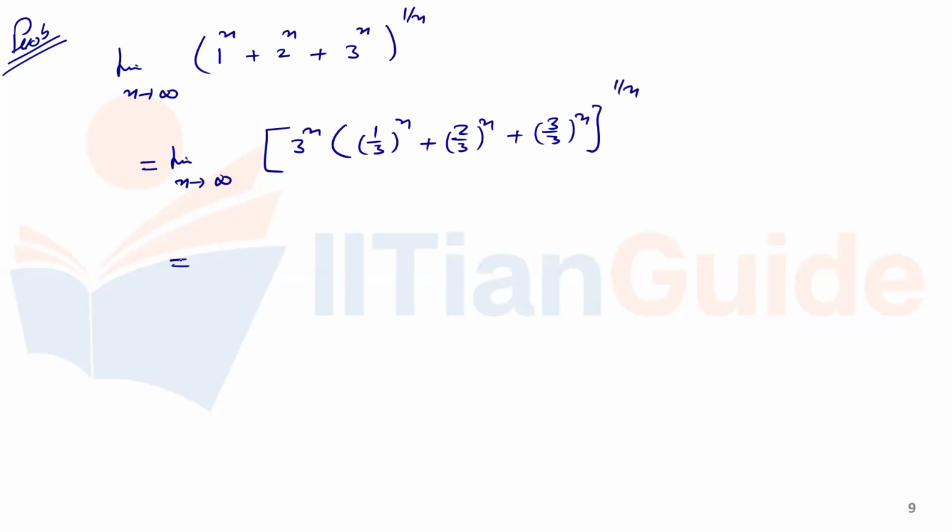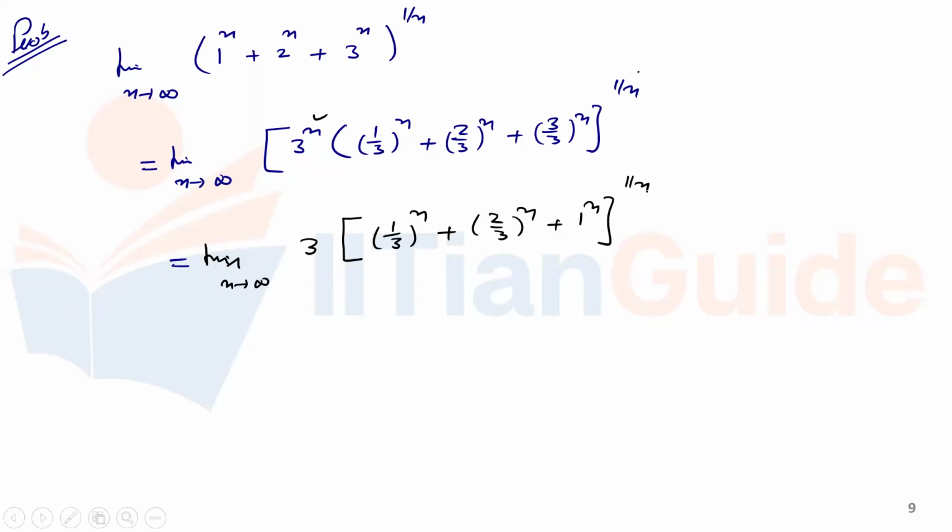Now we can write 3 की power n power 1 by n. So it will become 3 and can write it outside. I'm writing limits n tending to infinity. I have taken, it has become 3. I have taken it outside. I am left with (1 by 3) power n plus (2 by 3) power n plus 3 by 3, basically 1 power n, or whole power 1 by n.